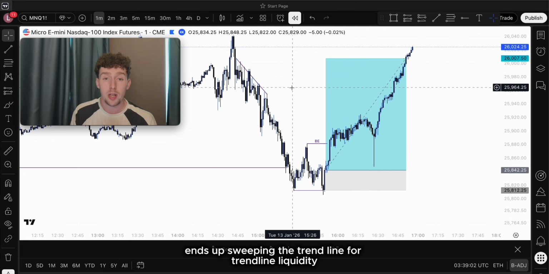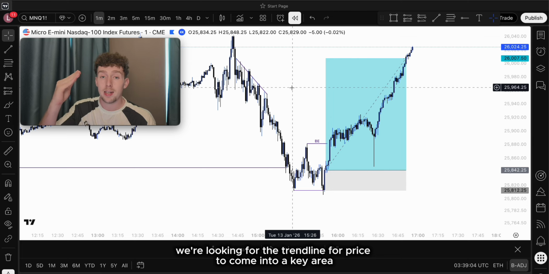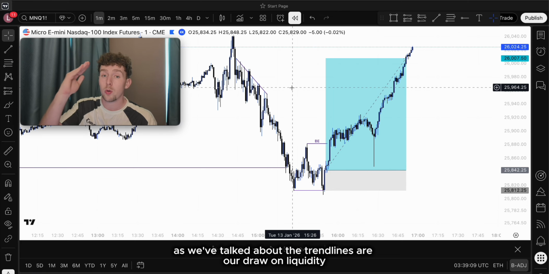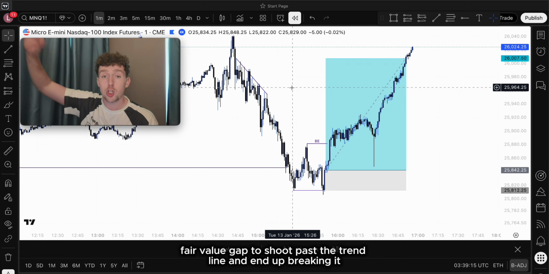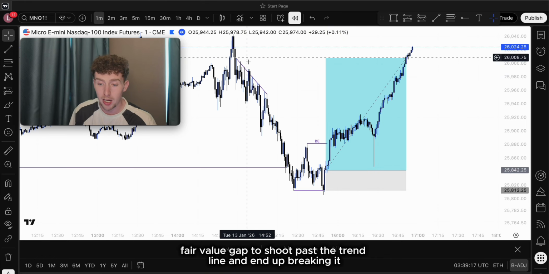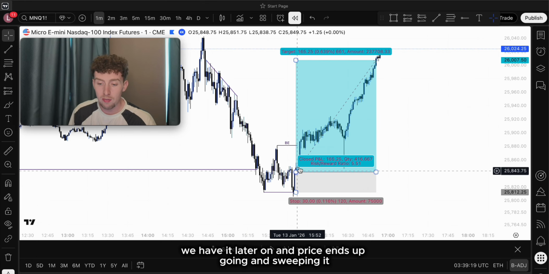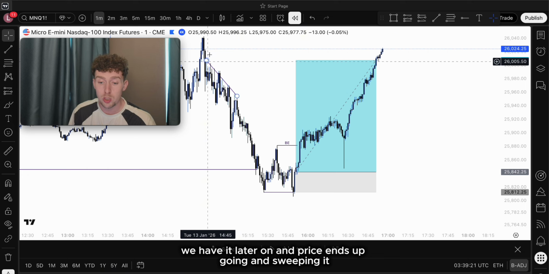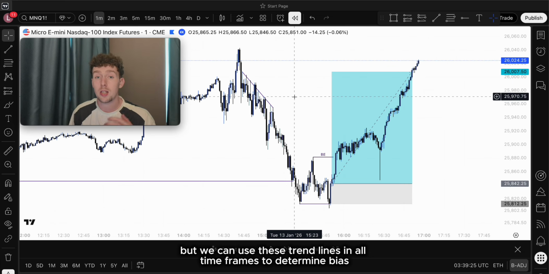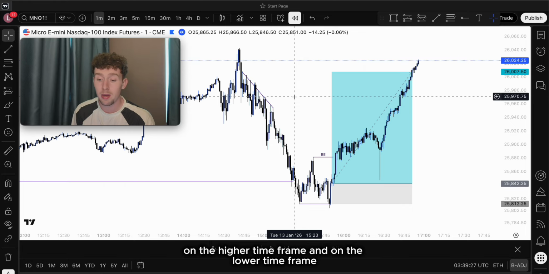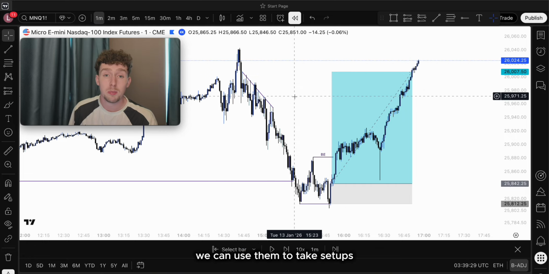For trend line liquidity, we're looking for the trend line for price to come into a key area. As we've talked about, the trend lines are drawing liquidity. Price comes into a key area, and we're expecting a V shape with that inversion fair value gap to shoot past the trend line and end up breaking it. As you can see here, we have it later on, and price ends up going and sweeping it. But we can use these trend lines in all time frames to determine bias on the higher time frame, and on the lower time frame we can use them to take setups.